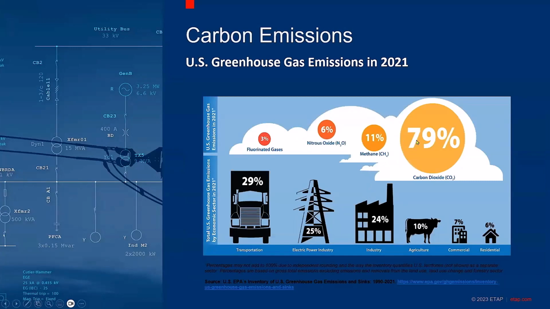As per the US EPA results in 2021, carbon dioxide is the most dominant greenhouse gas. The power industry plays an important role in these emissions.